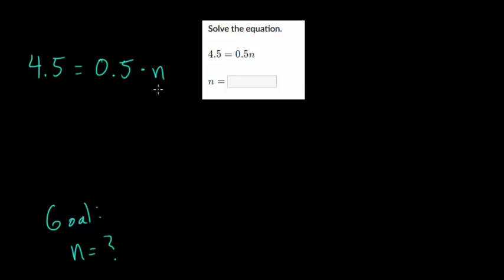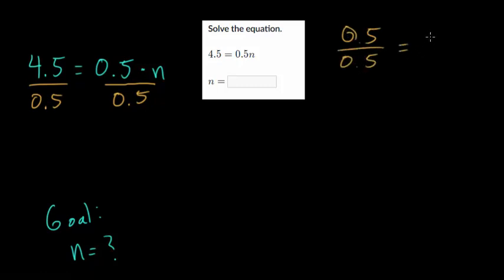How do you cancel out multiplication? You want to do the opposite operation, division. So we will divide by whatever we're multiplying by. Divide by 0.5. And something divided by itself, 0.5 divided by 0.5, is still 1. As long as they're the same in the top and the bottom, this will always be 1. So these cancel, and you get that n is 4.5 divided by 0.5.